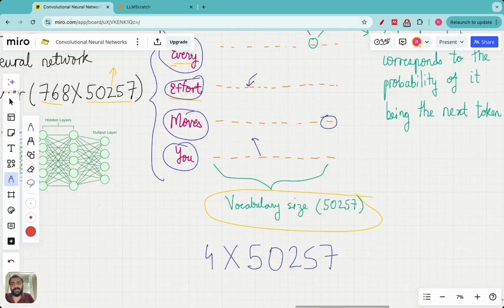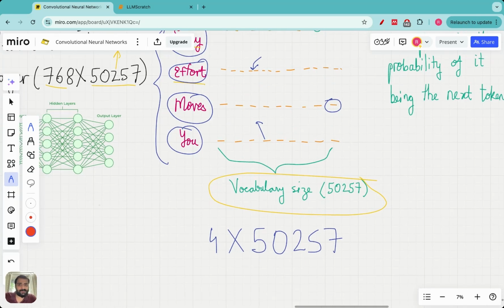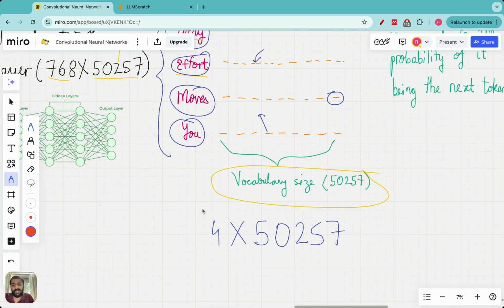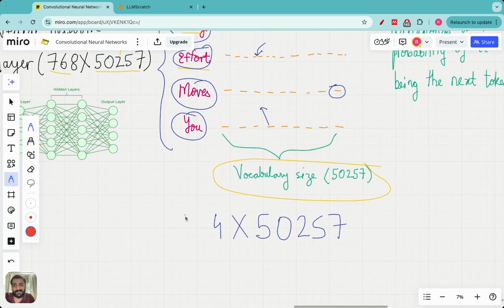So similar to every effort moves you, if you have another sentence of 4 words such as I like movies and you have to predict the next word, that's the second batch. So then the output tensor will also include the batch size. So then it will be 2 multiplied by 4 by 50257. Why this initial 2? Because the batch size is equal to 2. So the first dimension is always the batch size.